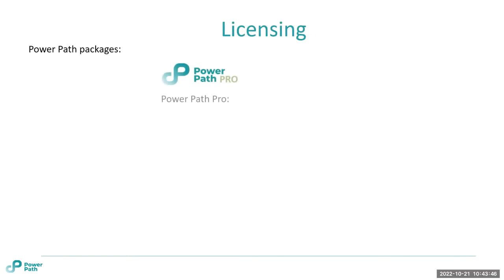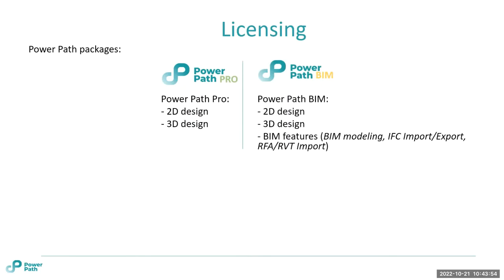PowerPad is available in two different packages, PowerPad Pro and PowerPad BIM. And the main difference is in the BIM features. It means with the BIM package you have options for BIM modeling, IFC export, also Revit export and import, and that is the main difference between PowerPad Pro and PowerPad BIM.